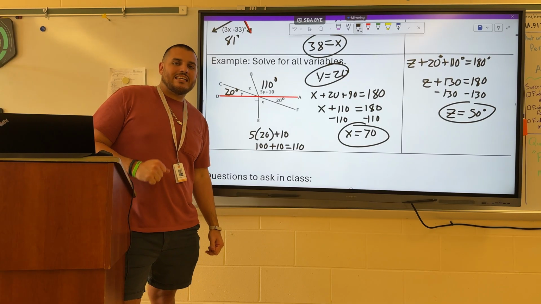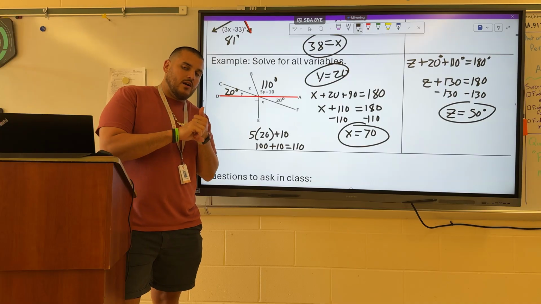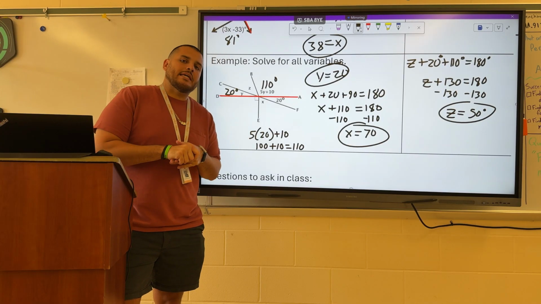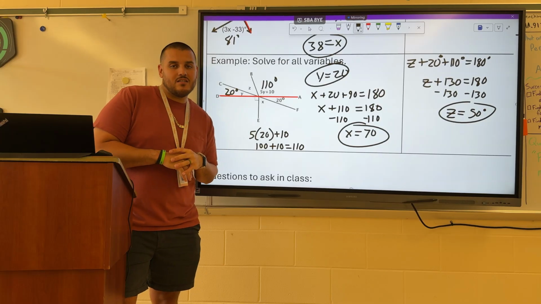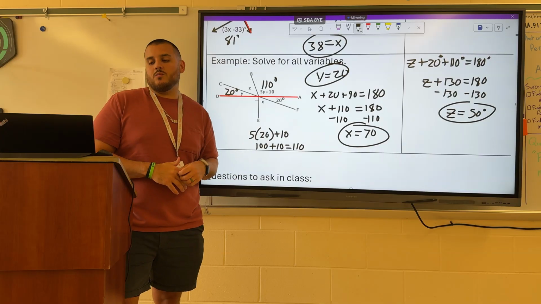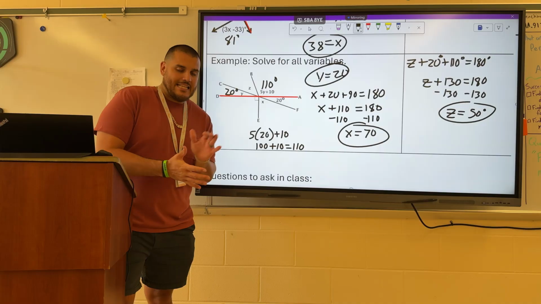This wraps up our lesson on 1.6 today. Remember these angle pairs, you have them down: complementary angles, supplementary angles, linear pairs, and vertical angles. You have to be able to identify all of these things. You have to be able to solve for angles and variables using algebra. You have to be able to solve word problems for all of these angle pairs. Again, that's it for today's lesson.